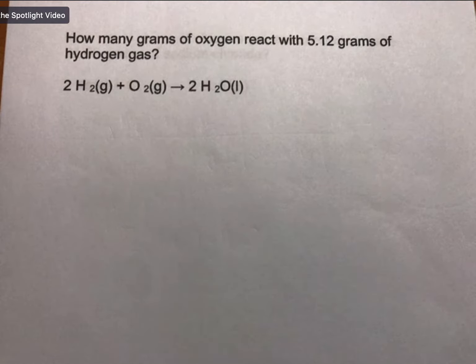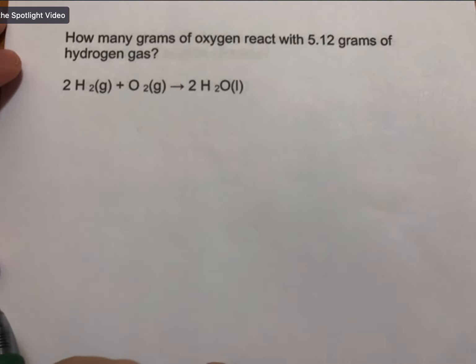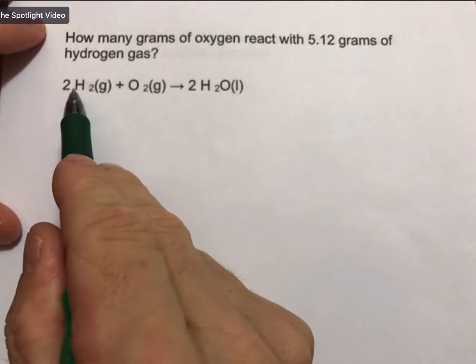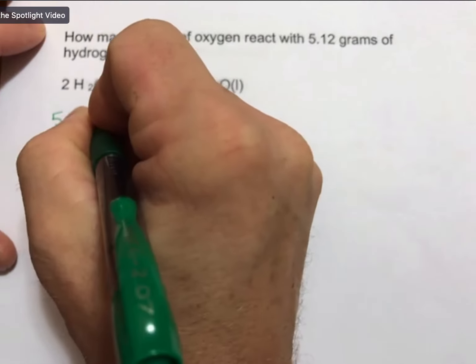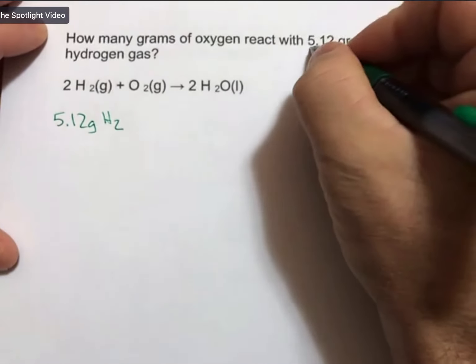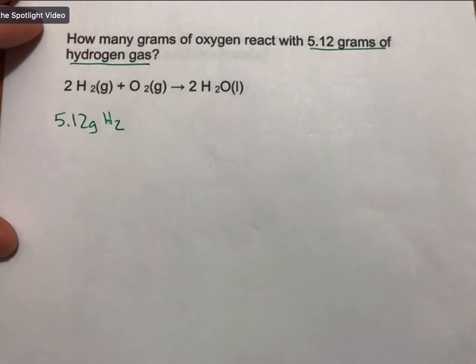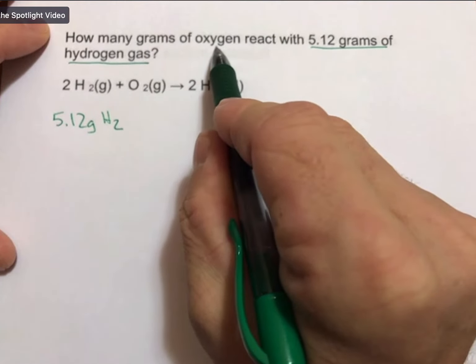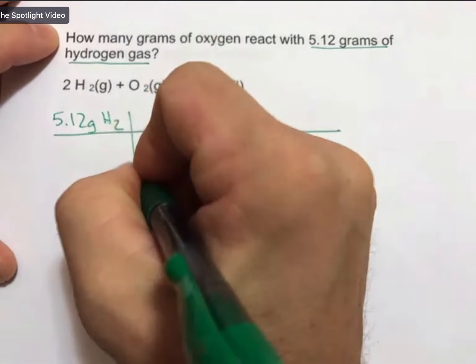This is a variation on the last one that we did. It says how many grams of oxygen react with 5.12 grams of hydrogen. So I know that my starting point is 5.12 grams of hydrogen. It's the only number in the problem, so it has to be my starting point for solving this problem. And I'm asked for grams of something else. So this is going to be very similar to the last problem that we did.